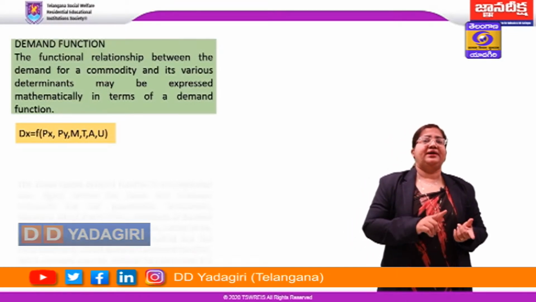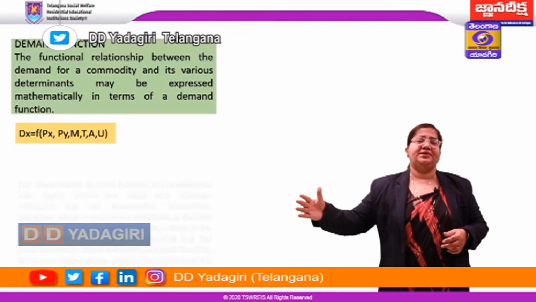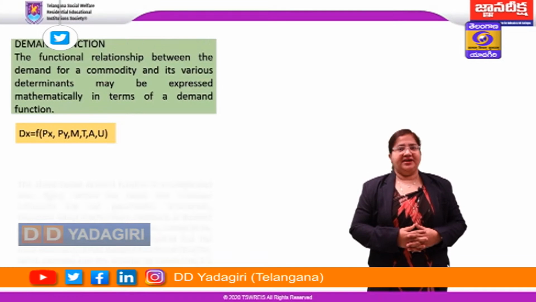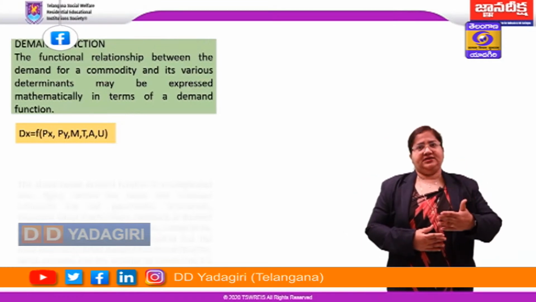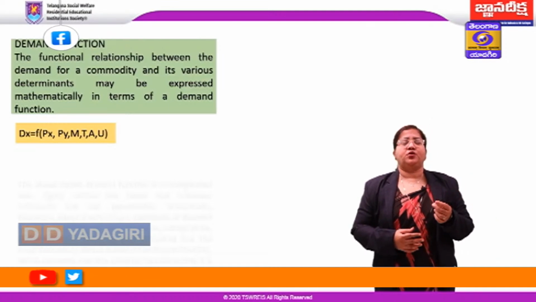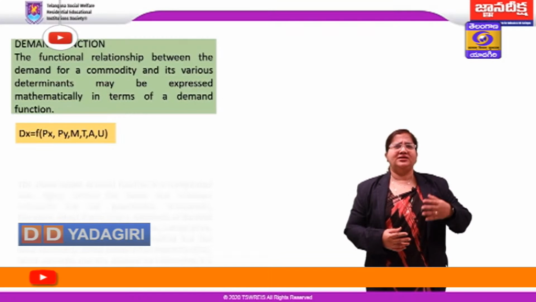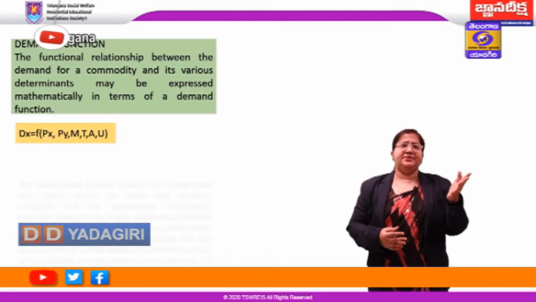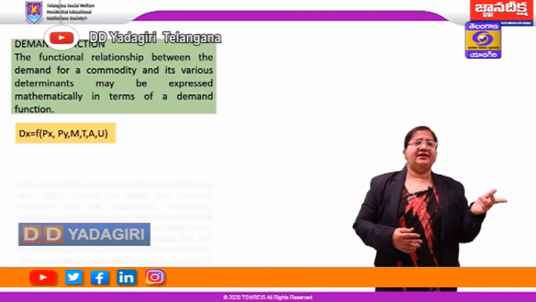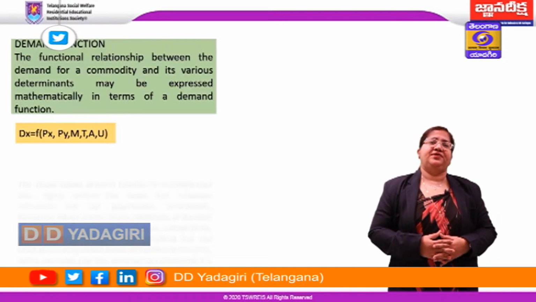The relationship between the demand for the commodity and all its determinants is called a demand function. See here, so many factors we discussed just now, that is price of the product, income of the consumer, taste and preferences of the consumer, all these are the factors. So these are all determinants. The relationship between the demand and all its determinants, that is mathematically expressed as the demand function.